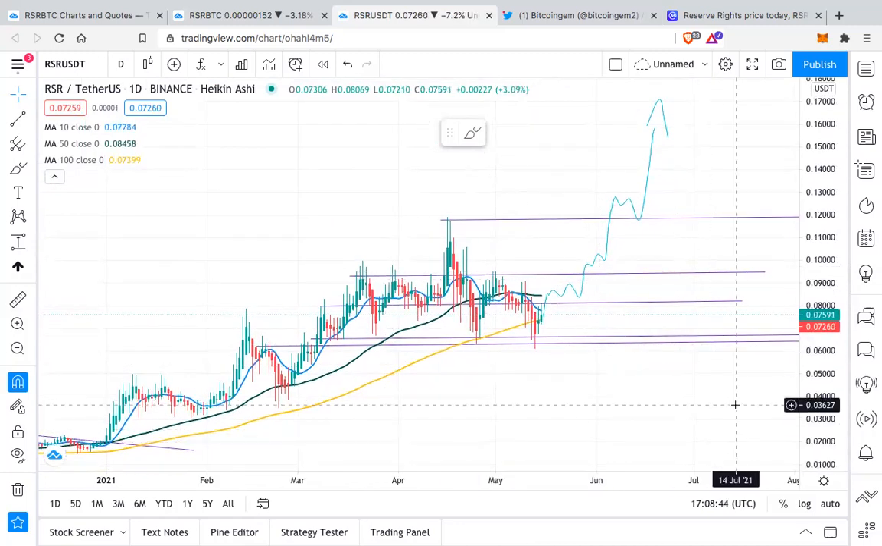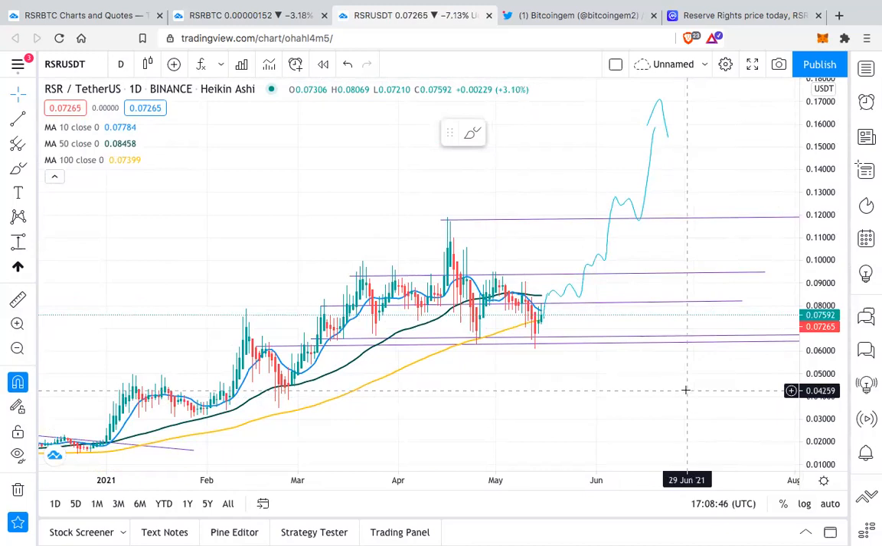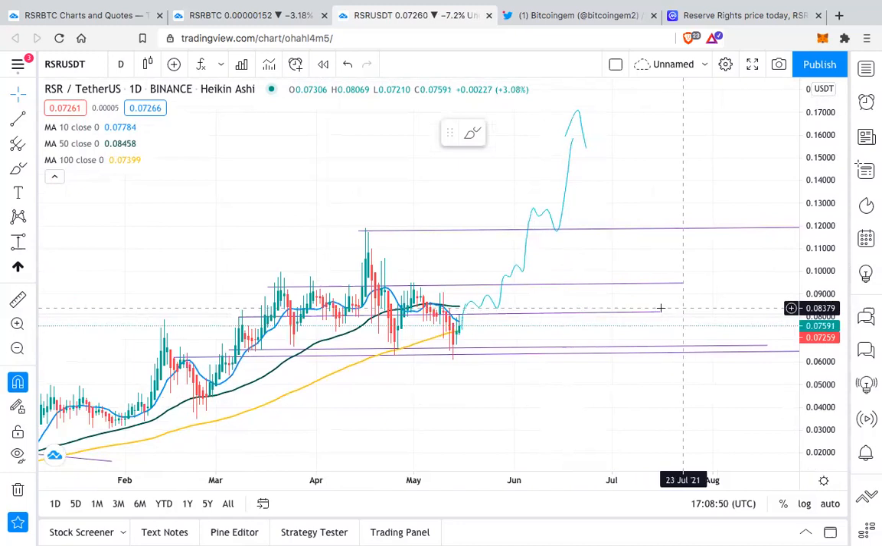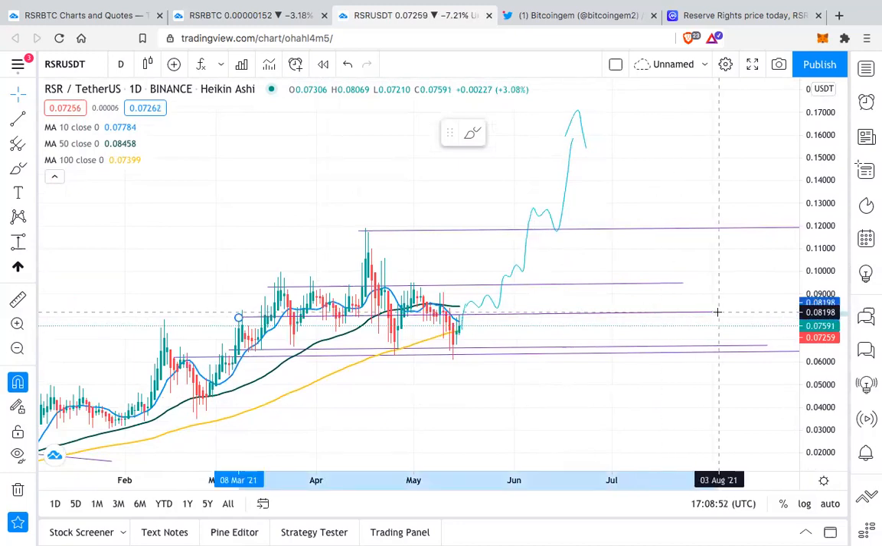Again, this is not financial advice. You might lose all your money, so please do your investment after your own research. I am just providing my view over here.